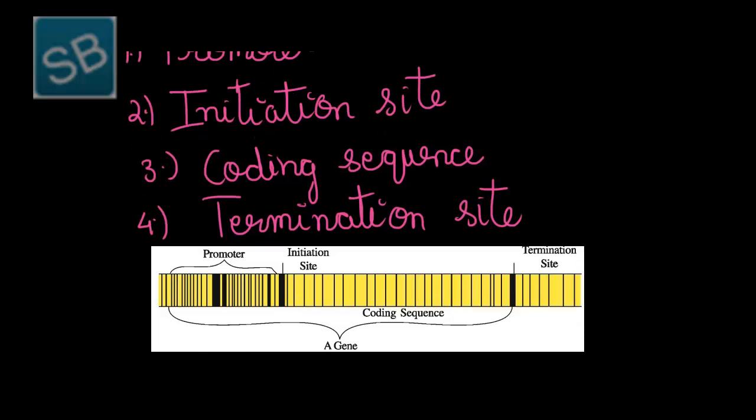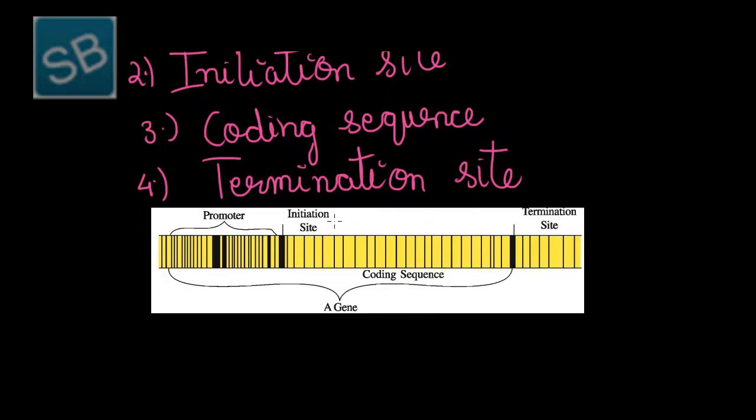This figure depicts the structure of a gene. As can be seen from the figure, these four regions constitute a gene, where the first region, located at the initial end, is known as promoter, following it comes the initiation site, and at the end is the termination site, and the sequences which are present within are known as coding sequence. Thus, this entire thing constitutes a single gene.